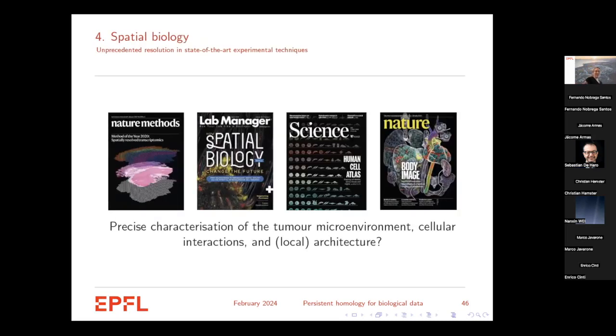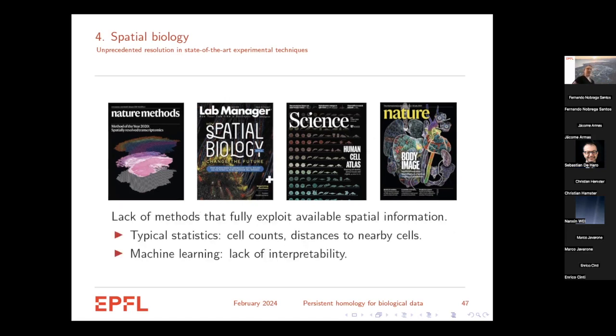Now, something that I've been thinking about more lately is data coming from spatial biology. And so we've seen unprecedented resolution in new experimental techniques coming from biology. And one of the goals from these experimental techniques is that you can finally precisely characterize the tumor microenvironment, so the tumor and sort of the immune system around it, the vascular system around it, the cellular interactions in there, and the local architecture. However, we're quite far away from actually being able to do that because the methods that are currently used don't really fully exploit the available spatial information.